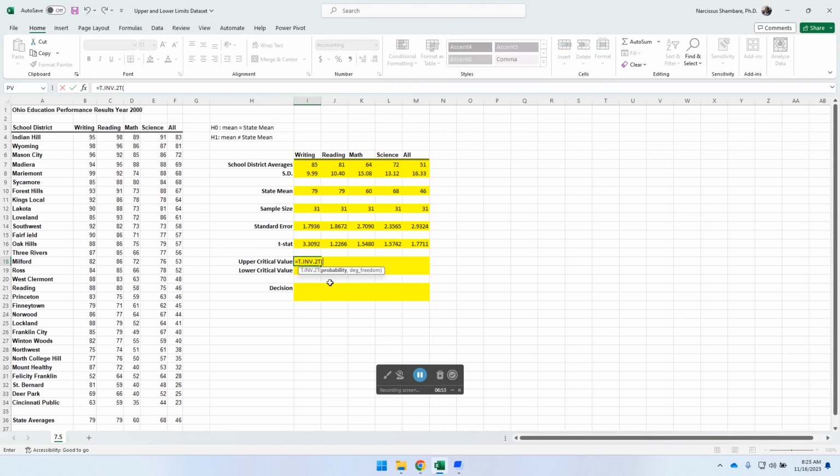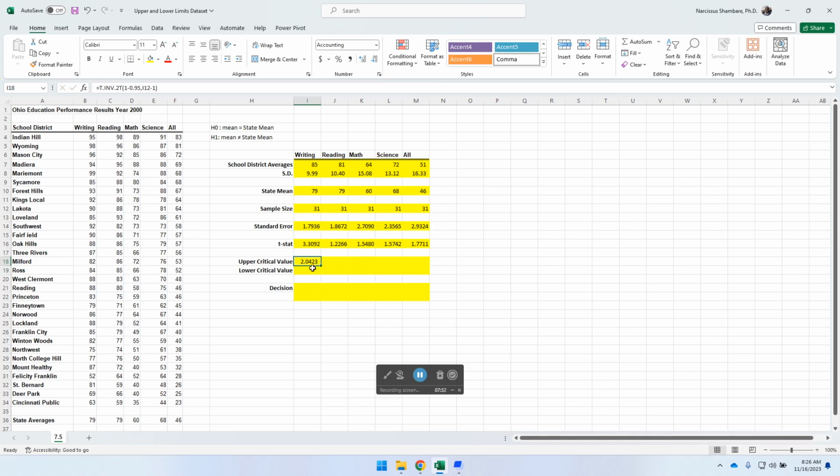Then you can see it begins to guide us. What is the probability? The probability is 1 minus 0.95. In other words, it's a 95 percent confidence level, so the alpha is going to be 0.05. That's why we say 1 minus 0.95, which gives 0.05, the alpha. Comma. Then the degrees of freedom is the sample size minus 1. And before we know it, we've calculated the critical value.